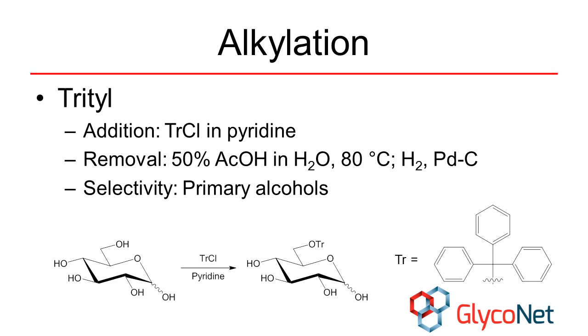We'll now move on to alkyl protecting groups, which are attached by an ether linkage as opposed to an ester. The triphenylmethyl, or trityl, group is commonly used to protect the C6 hydroxyl. It is selective for primary groups due to its size. Trityl groups are attached under basic conditions and removed through either acid hydrolysis or reduction.